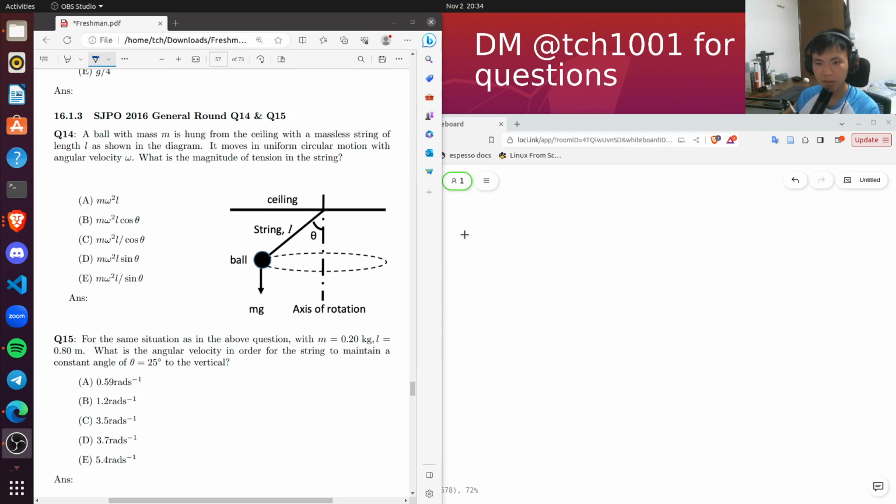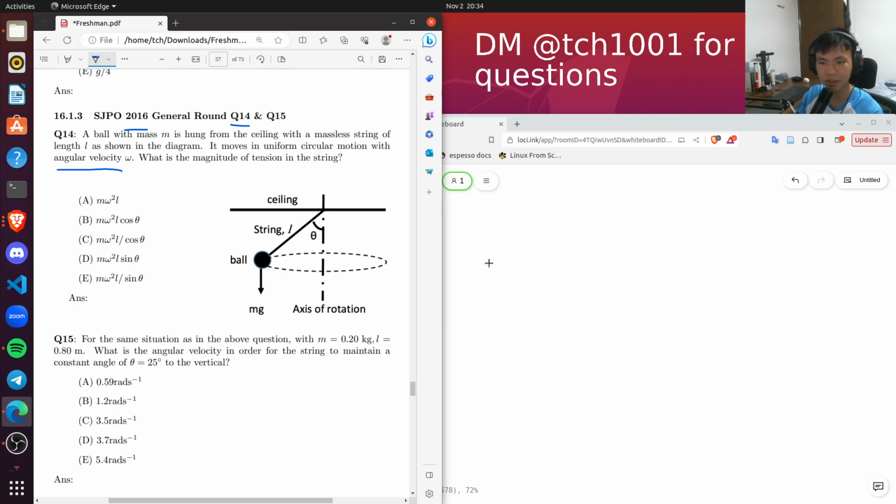Okay, hi everyone. So we're here with SJPO 2016, question 14. Given that mass M is hanging from the ceiling with length L of a string and is moved in circular motion about this axis of rotation at angular velocity omega, right? Not angular frequency, angular velocity omega. And I asked what's the tension of the string T.